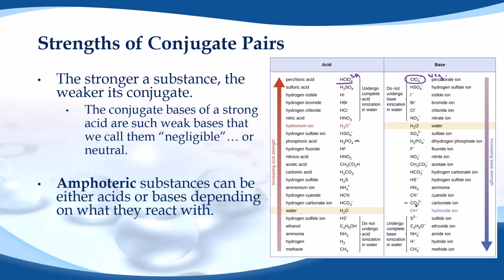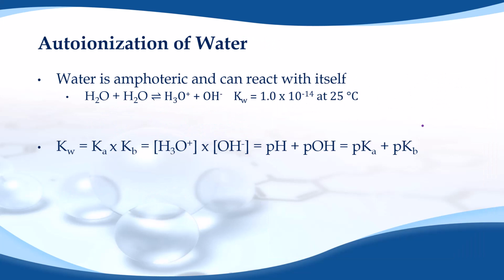A substance is amphoteric, also called amphiprotic, if it can react as an acid or a base, depending on what it reacts with. Right, so water is the classic example. If you pair water with a fairly strong base, water will act as an acid. If you pair water with a strong acid, it will act as a base. And to finish off, we'll start talking a little bit about the special reaction water has with itself called autoionization.